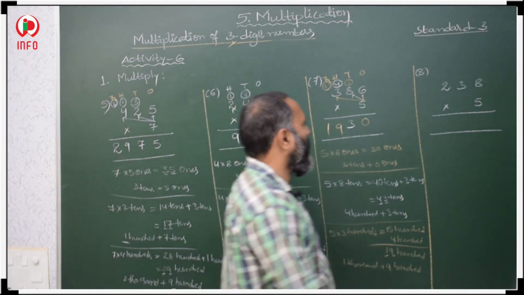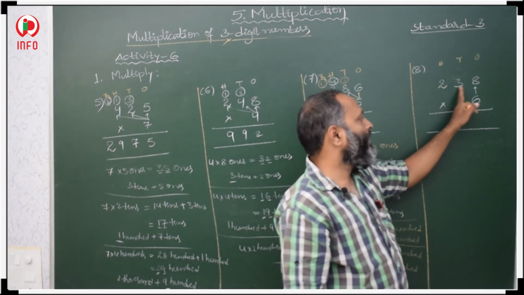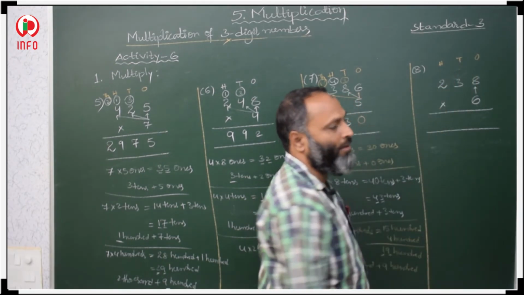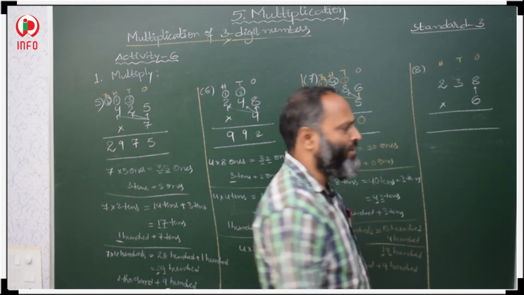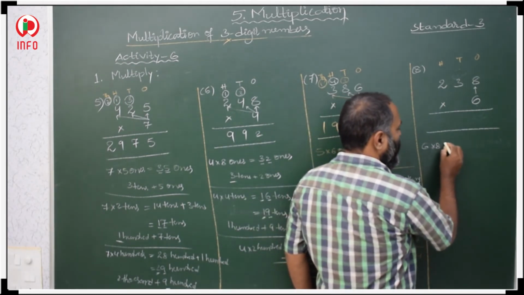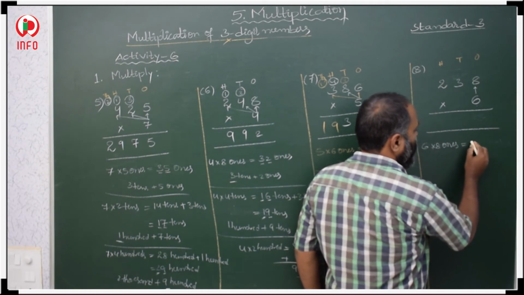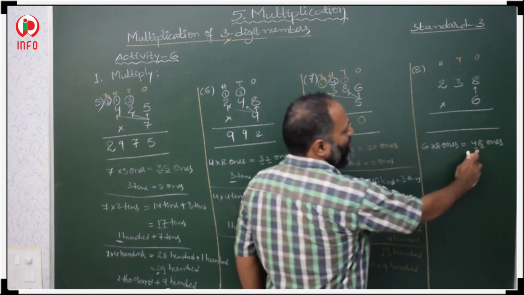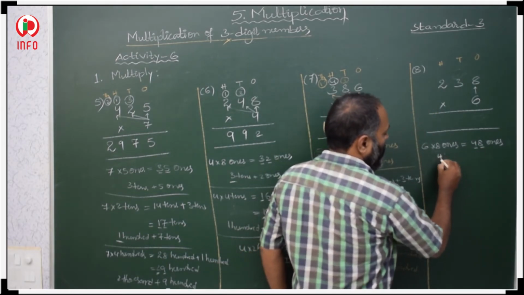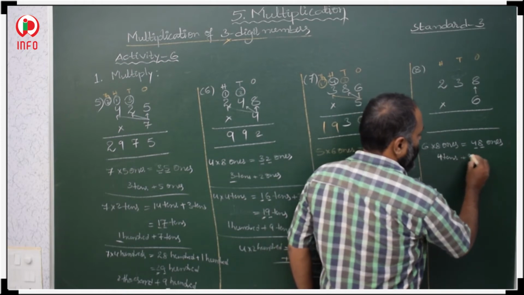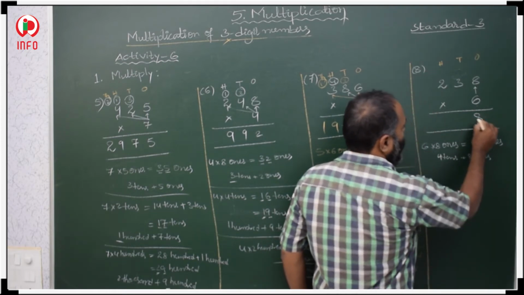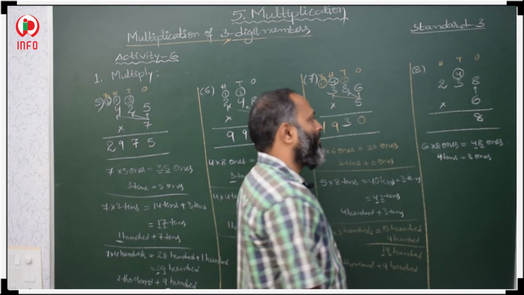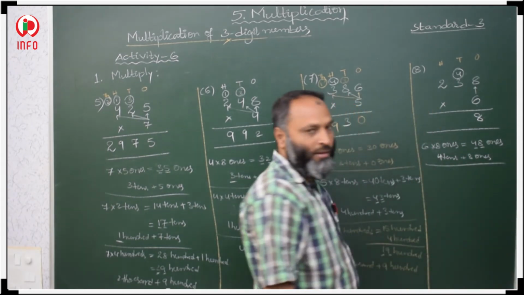Then 8th question. See here 238 multiplied with 6. First this is ones place, tens place and hundreds place. 6 we have to multiply with 8 ones. 6 8s are 48, means 8 ones 4 tens. 8 in ones place, 4 carry over on tens place. Then multiplication with ones is over.